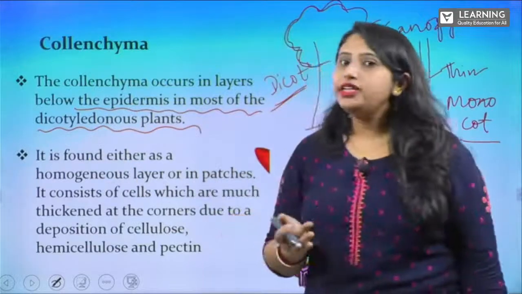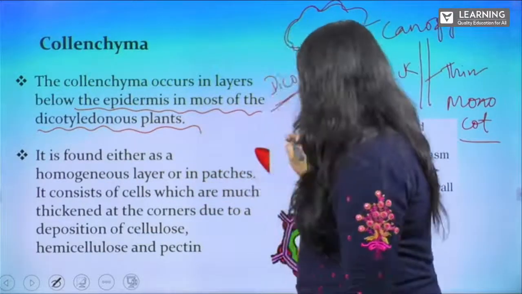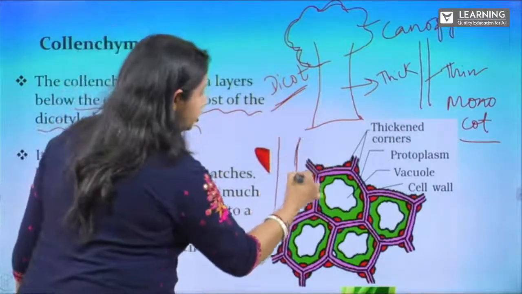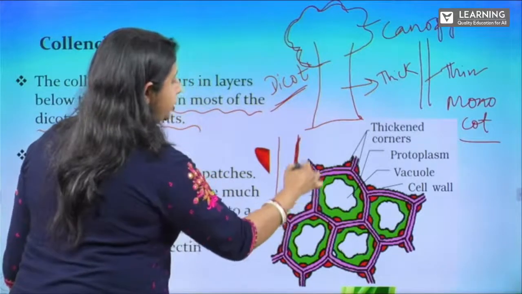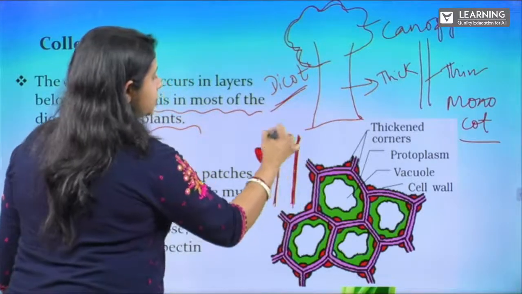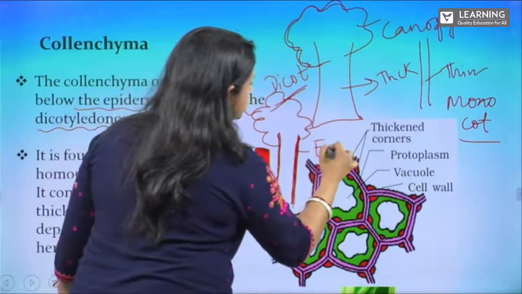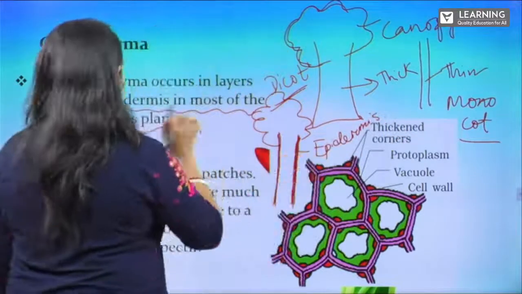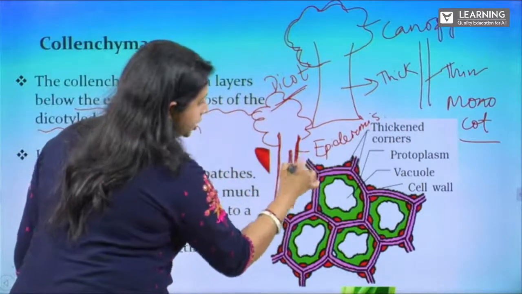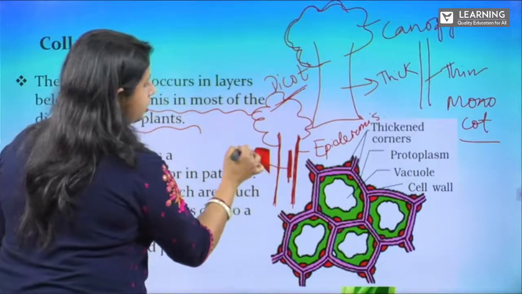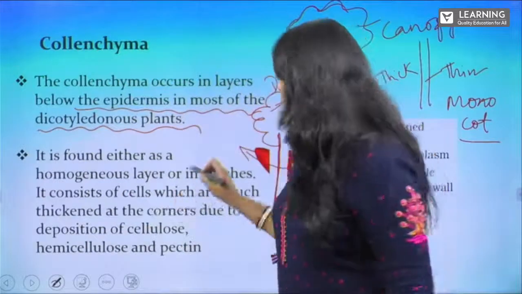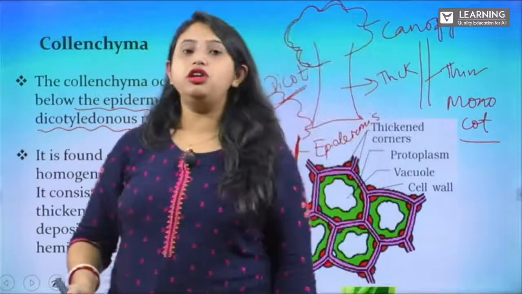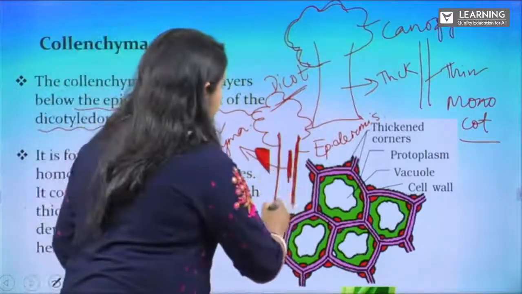Now, where is this collenchyma found? Say this is a plant, and this is the epidermis. The epidermis is the outer covering. The collenchyma is present just below the epidermis. Here it is present. This is the collenchyma tissue. So it is just present below your epidermis in the plant.